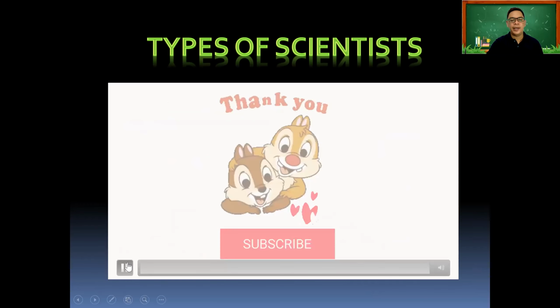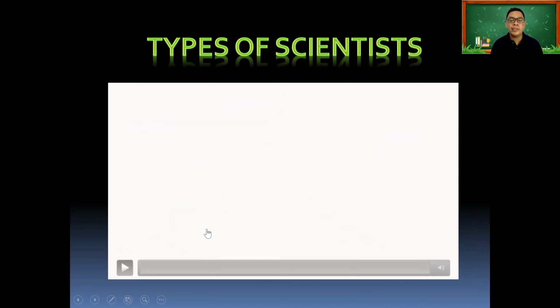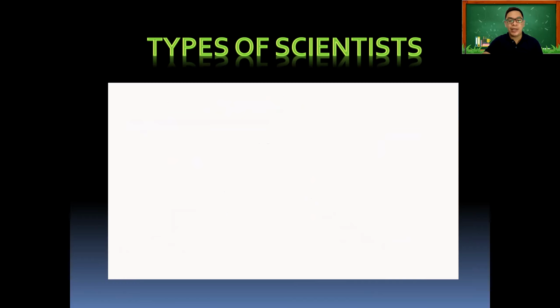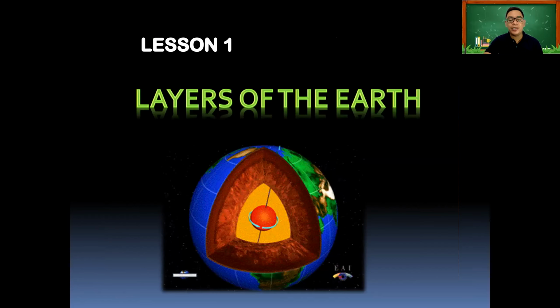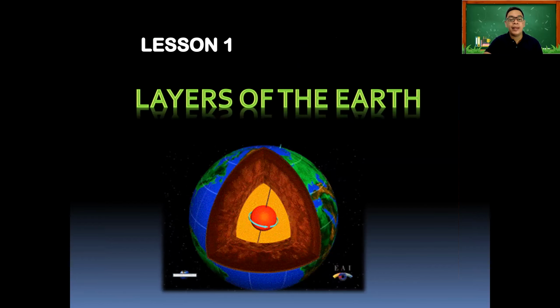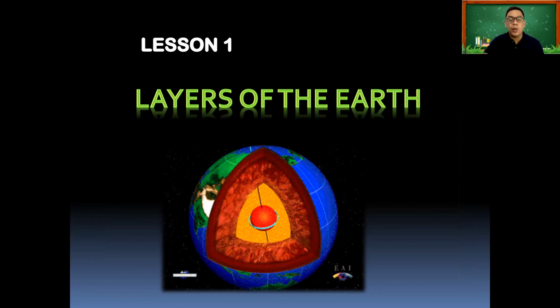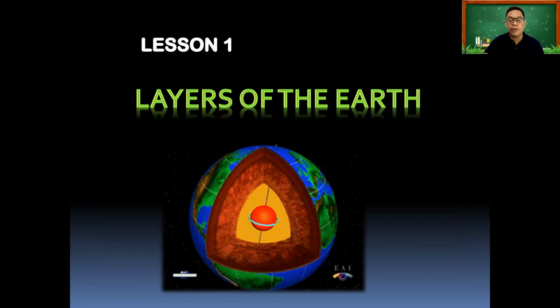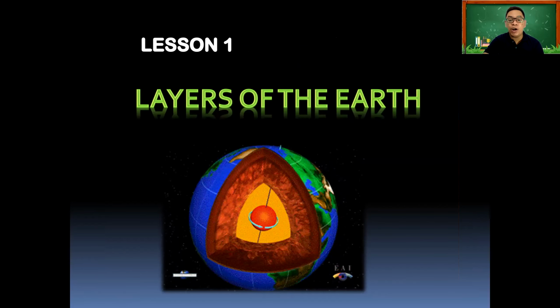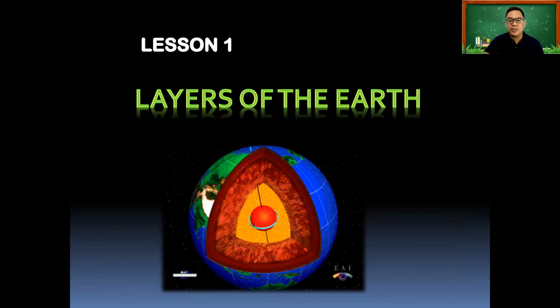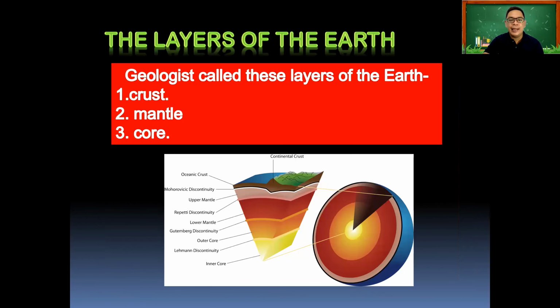All right, good job, kids. So those are what we call the different types of scientists. Do you have any questions? If you don't have any questions, let's move on. For our lesson one, we're going to talk about the layers of the earth. Say layers of the earth. Good job.